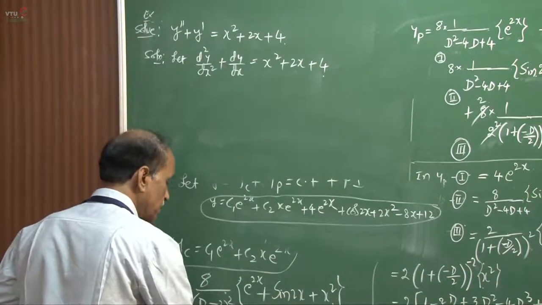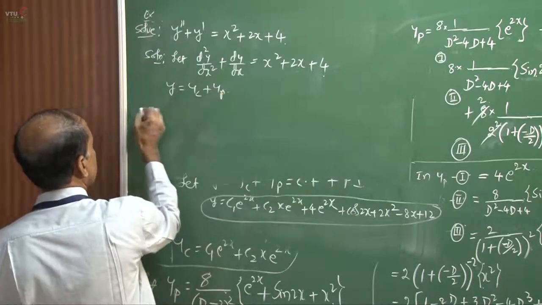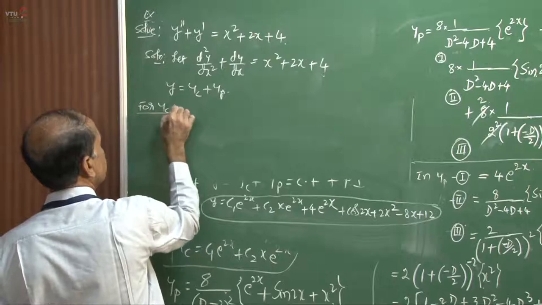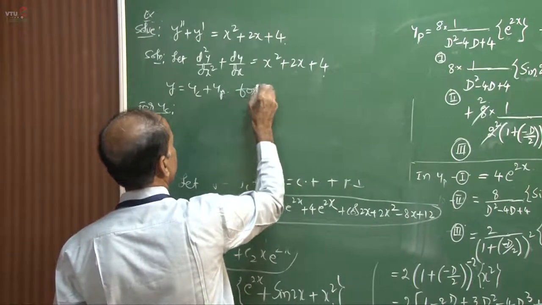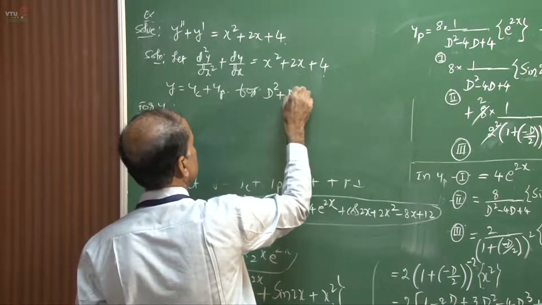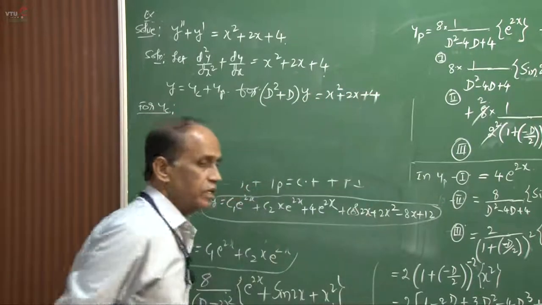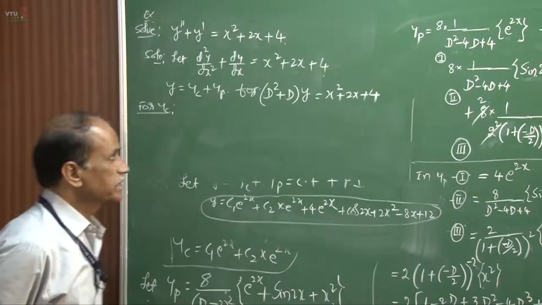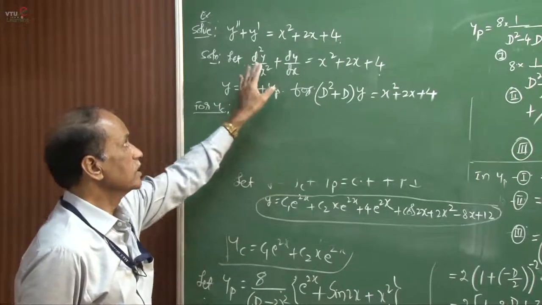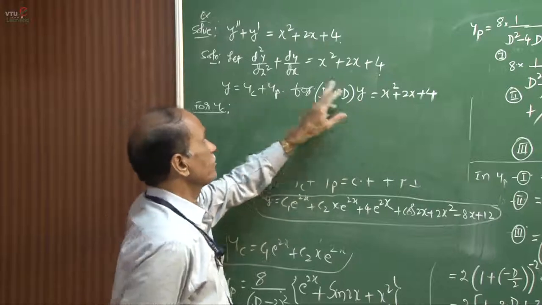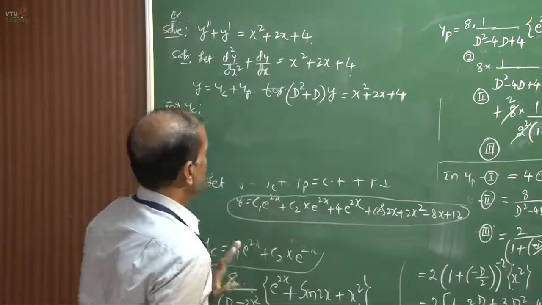Now as usual, you write the general solution as yc plus yp. Then for yc, the complementary function, this must be written in another form. That is, d square plus d operating on y is equal to x square plus 2x plus 4. That is the standard form of writing the problem in terms of capital D. In terms of capital D, second order derivative is d square, keeping y as the dependent variable outside, and dy by dx is d, to be operated on y, and as usual those polynomial terms.